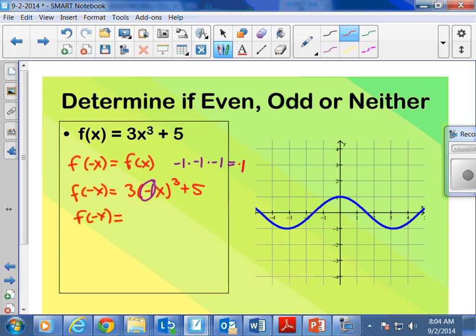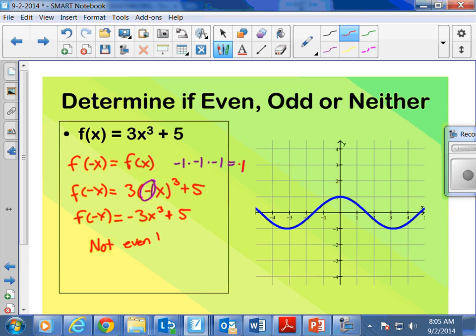Which means that this function stays, well, the negative x cubed part stays negative. So in my case, I'm going to have negative 3x cubed plus 5. Which means that this function does not look like my original function. And because of that, it's not even.